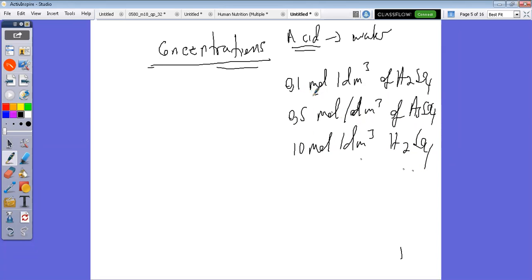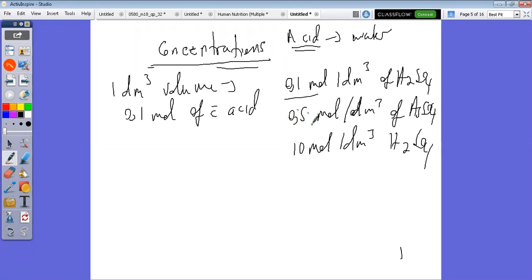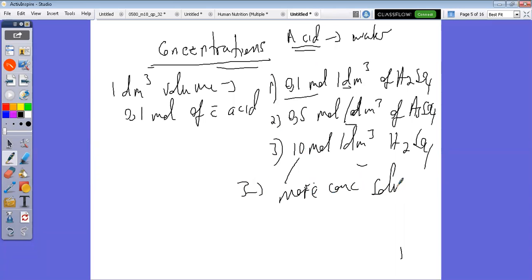What this simply means is that in 1 cubic decimeter of a solution, which is the volume, I have 0.1 moles of the acid. This means I have 0.5 moles in also 1 cubic decimeter. So the volume is the same. So this is a more concentrated solution than the other two. This is 1, 2, 3. So number 3 there is a more concentrated solution. Are we together?